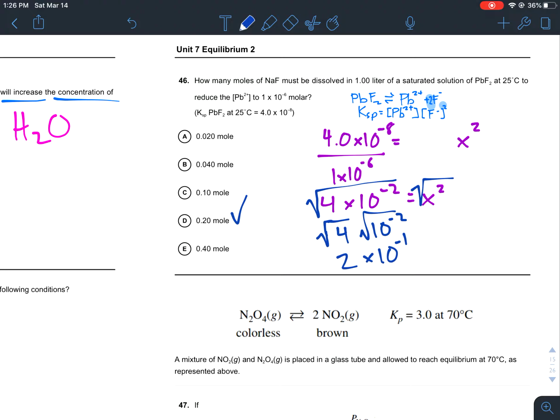Not bad. By the way, what we really actually solved was molarity, but since it was over 1 liter, it is also our moles. So that's a step we didn't need to go to, but I do want to be clear. I did solve molarity here, not moles, but it's an easy transition when you have 1 liter.